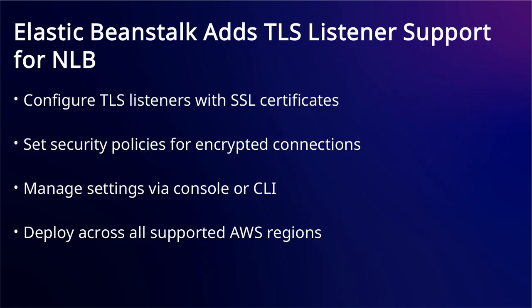You can set security policies to control encryption protocols and ciphers. You can manage these TLS listener settings through either the Elastic Beanstalk console or CLI, integrating secure connection management into your existing Elastic Beanstalk workflow. This capability is available in all AWS regions that support both Elastic Beanstalk and network load balancers.